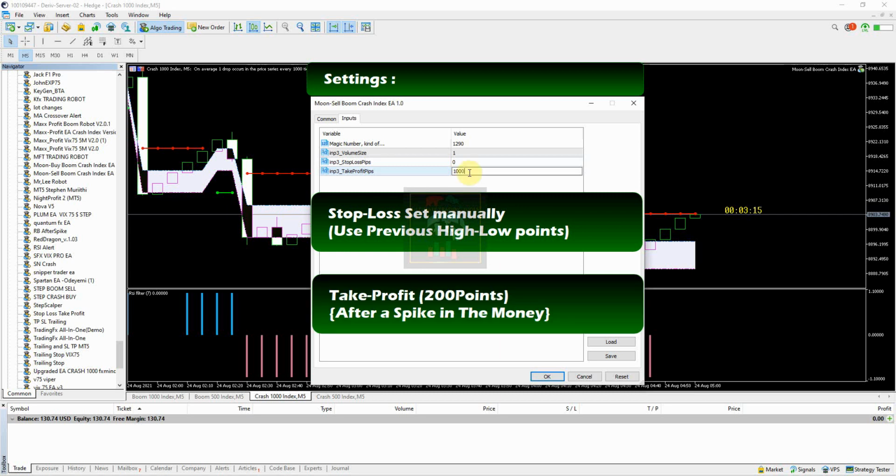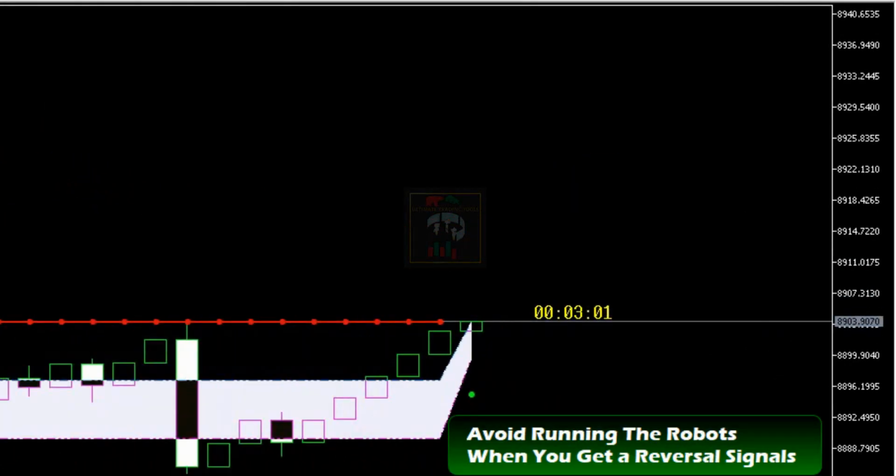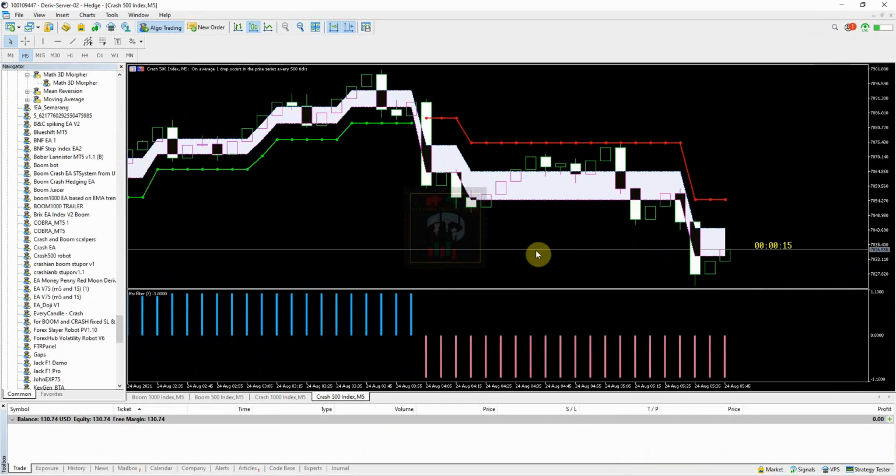The take profit is after a spike happens. Set at least 200 points to catch the first spike. The take profit or stop loss in boom crash index markets is activated after the spike has happened, as explained on their channel. Avoid running the robot when you get a reversal signal green dot from the Renko trend adaptive, preferably after 2 or 3 dots, indicating a trend change. The probability of spikes happening is reduced.